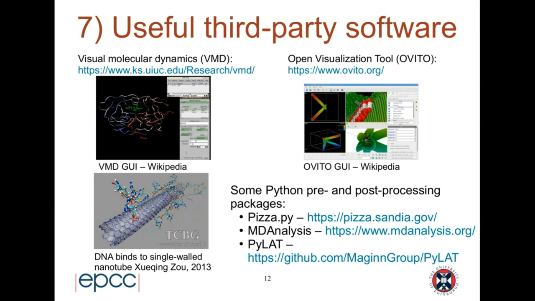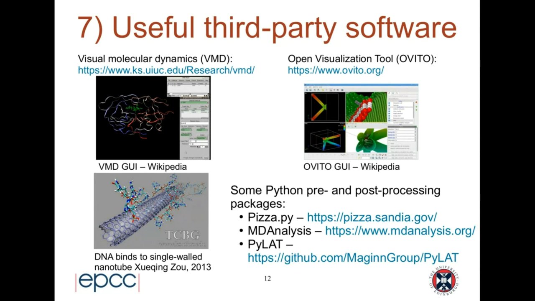And then there's a lot of packages out there for helping you pre- and post-process LAMMPS with Python. And I've put a couple of those. Pizza.py is also made by the guys at Sandia. So it's developed by the people who work on LAMMPS, or closely linked to the people who work on LAMMPS. Can be useful if you want to learn more about that. MDAnalysis and PyLAT are two other ones that I got when I asked my friends what sort of post-processing things they use. They told me those two.